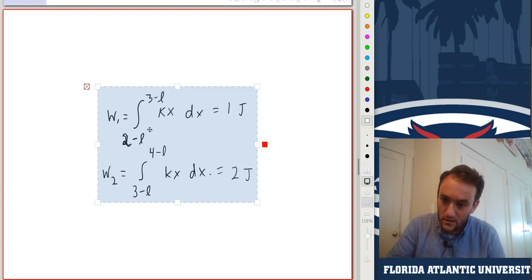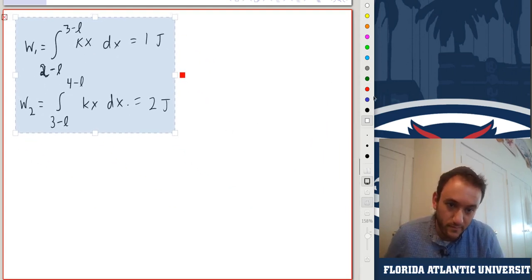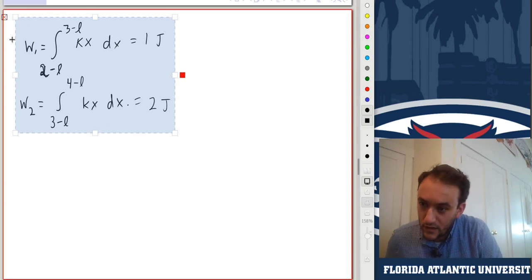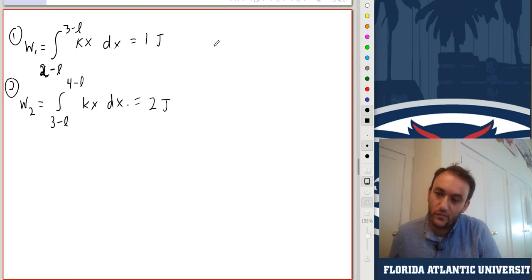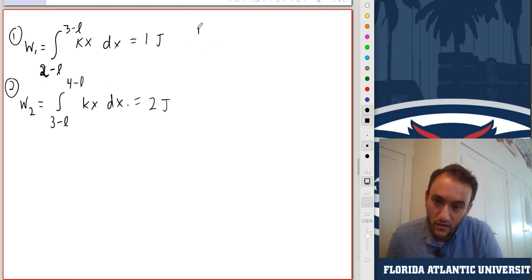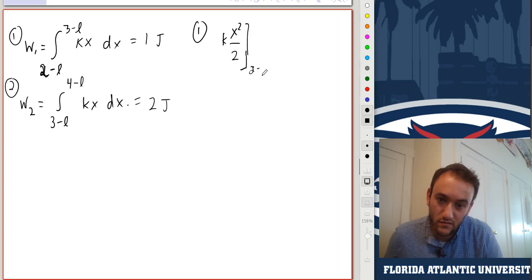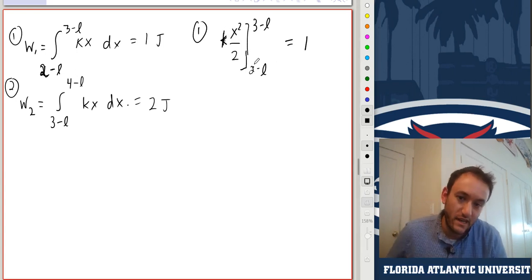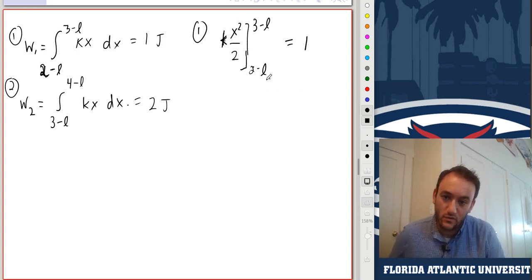Okay, clear the slide, and then we're going to go here. So if we call this integral 1 and this integral 2, we have that from 1 we get k times x squared over 2 from 2 minus L to 3 minus L equals 1, and you should double check that all of the units line up. We're taking k to be in newtons per meter, x to be in meters, and 1 to be in joules.